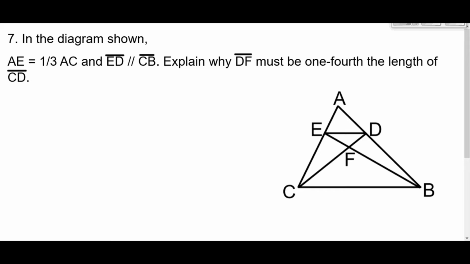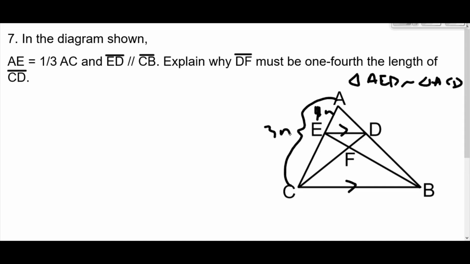Okay. Well, if ED is parallel to CB, so we know these are parallel, we also know that triangle AED is going to be similar to triangle ACD. And not only that, we also know that the ratio of sides is going to be proportional. So we know that AE is 1/3 of AC. So in this case, this is 1n, and this will be 3n.